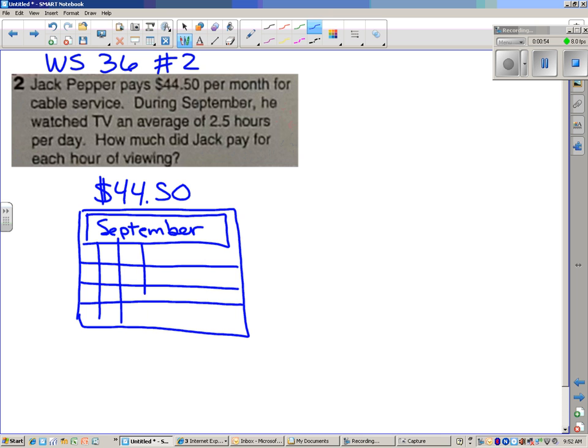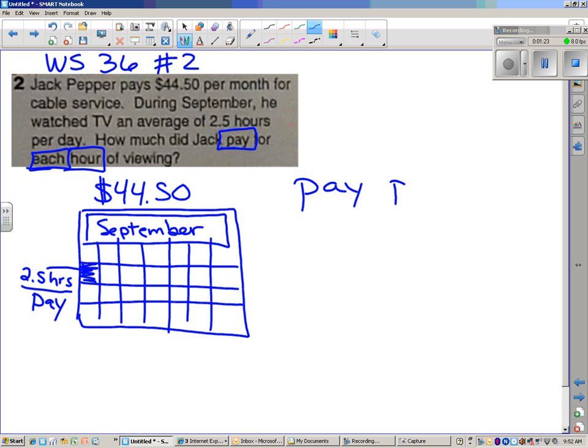So break your calendar up into a bunch of days. And then visualize that that is how many hours, 2.5 hours per one day, that he actually watched it. You've got to figure out how many hours he watched in the whole month, because the question is, how much did he pay each hour of viewing? So our ultimate question is, what did he pay per hour? That is our question. So you have to look at, do we know the total pay?